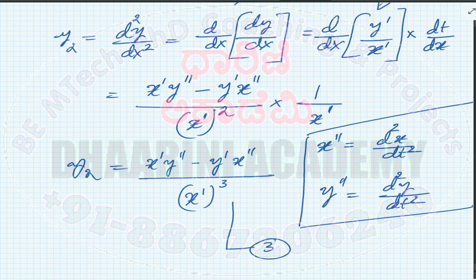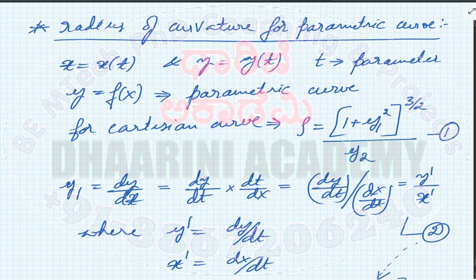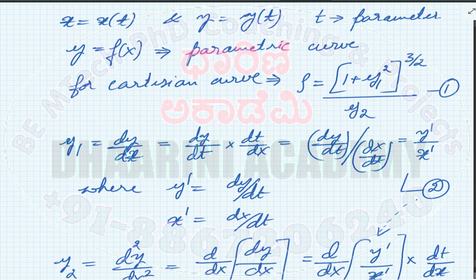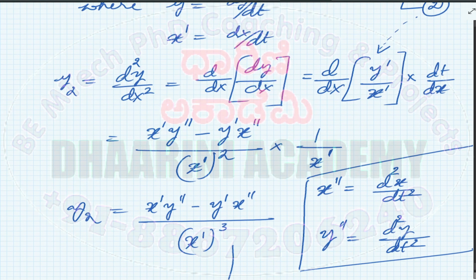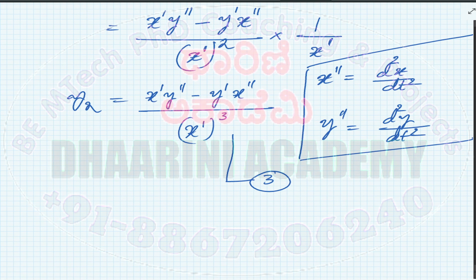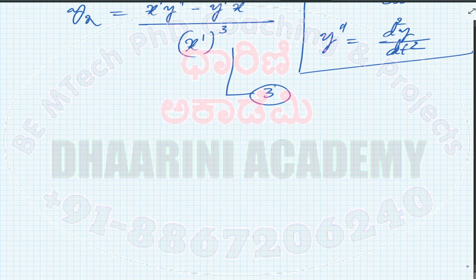So you see here what I'm trying to do now. I have equation 1 already, which is a standard equation. I need to substitute equation number 2 and equation number 3 in equation number 1 to get the required parametric format. That's all. So this is 3 and equation number 2 in equation number 1. Only this is what I am supposed to do now.